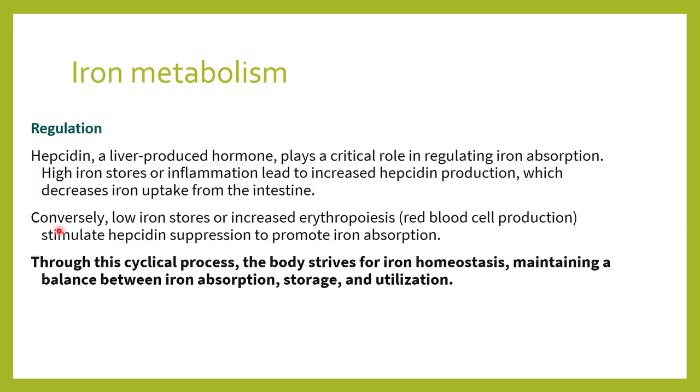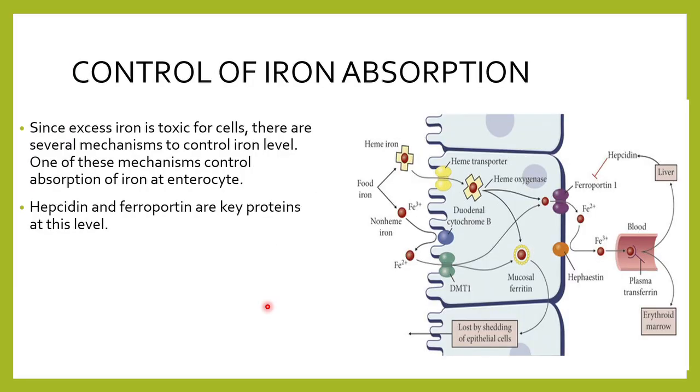So suppose there is low iron or there is increased erythropoiesis, then what happens? The hepcidin level is less. So once there is less hepcidin, there is no negative control of this ferroportin, so it allows more and more iron to enter the bloodstream. In this process, the body strives for iron homeostasis, maintaining a balance between iron absorption, storage, and utilization.